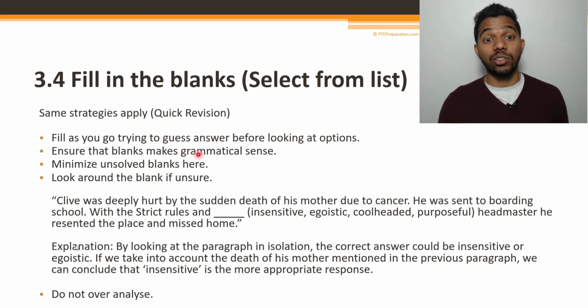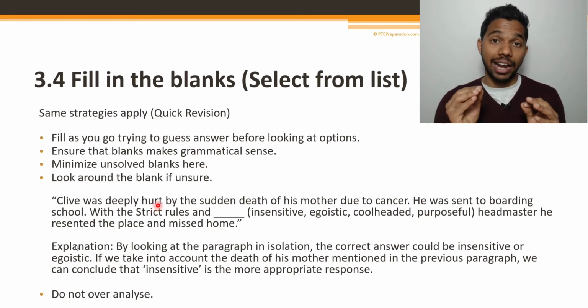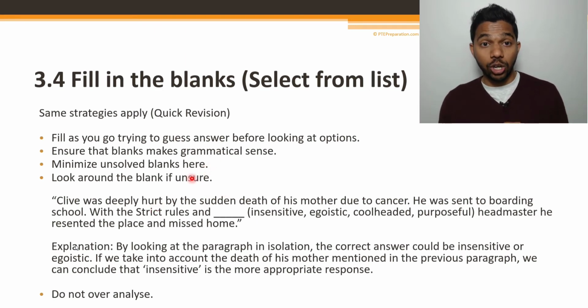Look around the blank too if you're unsure and if you can't get the correct answer just by looking at the options given. So I'll give you a short example to illustrate this point. Let's look at this particular sentence. Clive was deeply hurt by the sudden death of his mother due to cancer. He was sent to boarding school with the strict rules and blank headmaster. He resented the place and missed home.